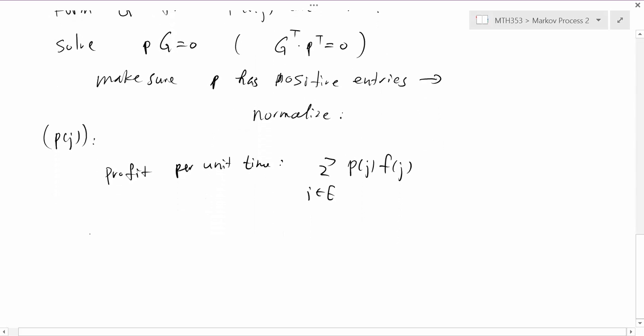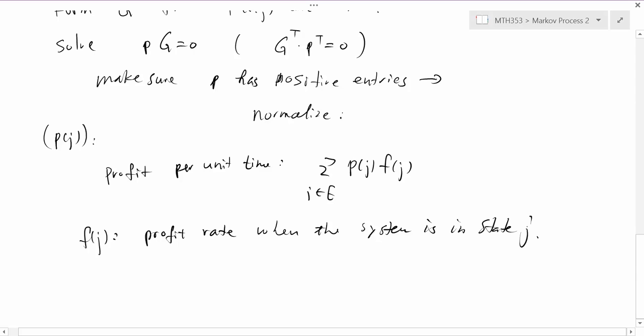Now what is this Fj over here? Fj is the profit rate when the system is in state j. So it's still a similar kind of situation. When it's in state j, we have this profit, and then we ask how likely the system is to be in state j. It's Pj. So we take the probability average of this profit, and that's the one we have.